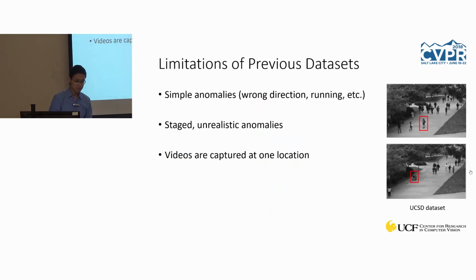There are some existing datasets for anomaly detection, but there are some limitations of these existing datasets. First of all, they contain some simple anomalies, like wrong direction running, and sometimes they were staged and contain unrealistic anomalies. For example, here in the UCSD dataset, they consider the skater and wheelchair as an anomaly on the campus, but in the real world this should be a normal situation. And videos are often captured at one location.